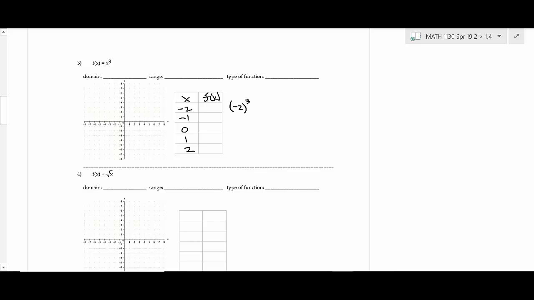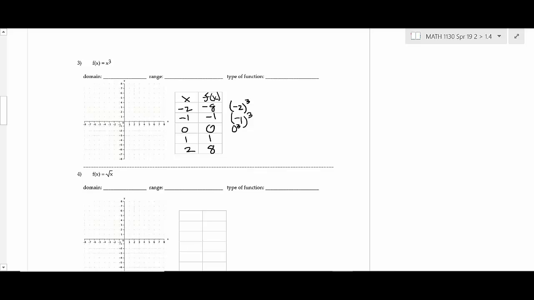What do you get if you take -2 and multiply it out 3 times? You get -8, right? Okay, 3 negatives multiplied is negative, so that's -8 and so forth. And if you do -1 to the third, that's -1, okay, and so forth. And then the rest of these you can just do in your head. If you can do them in your head, which you should be able to, that's fine. 1 to the third's 1, 2 to the third's 8, okay, like that.